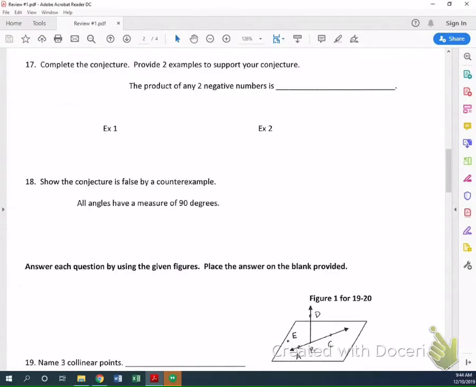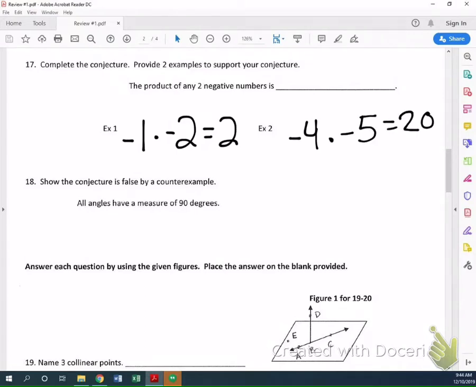All right, number 17 says complete the conjecture. Provide 2 examples to support the conjecture. The product of any 2 negative numbers is blank. So I'm just going to practice. -1, give me another negative. -2, that's a positive 2. Give me some numbers. -4 and -5. -5 is positive 20. So what's my conjecture? The product of 2 negatives is a positive. Good.